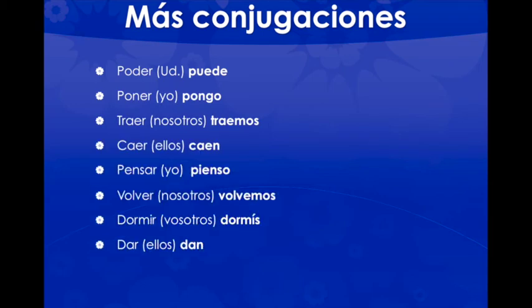Some more conjugations. Usted puede, you, sir or ma'am, can or are able to. Yo pongo, I set or I put. Nosotros traemos, we are bringing. Ellos caen, just a regular verb. I know it looks weird with the A before the E, but that actually is just regular. Yo pienso means I think, with an E to IE stem change. Nosotros volvemos, no stem change in the nosotros form. Vosotros dormís, you all sleep, no stem change in the vosotros form. Ellos dan, ellas salen, and yo juego with a U to UE stem change.